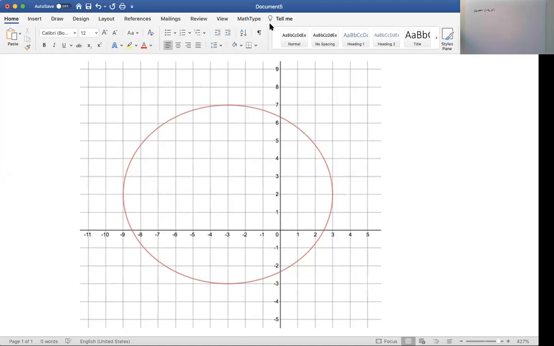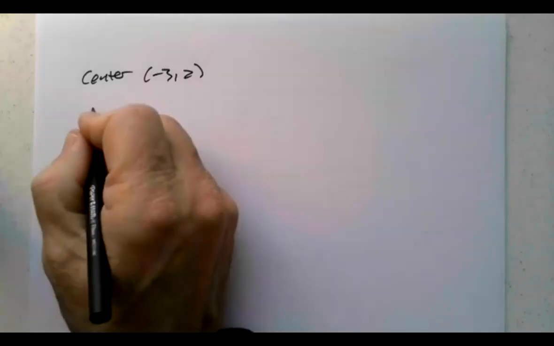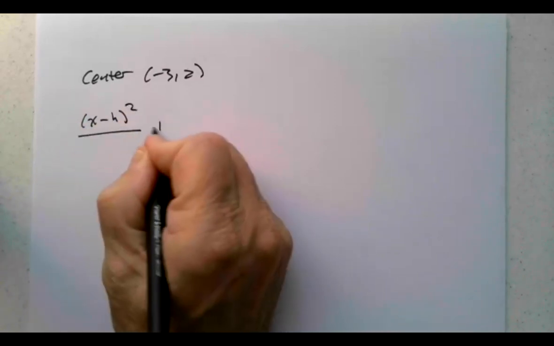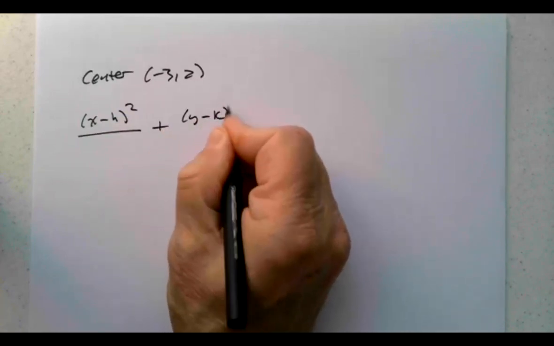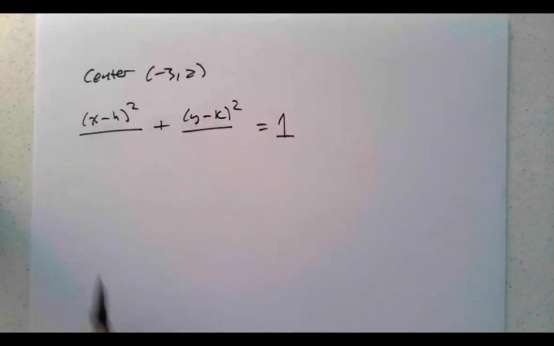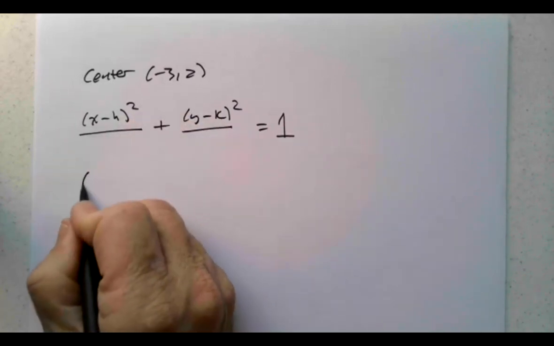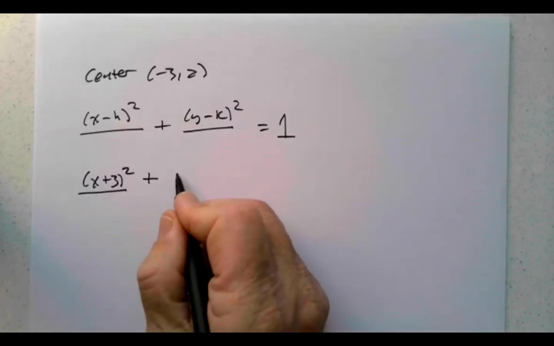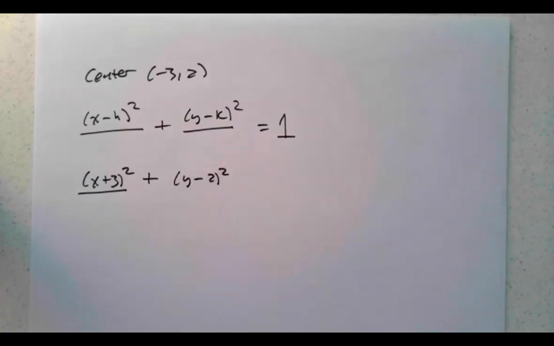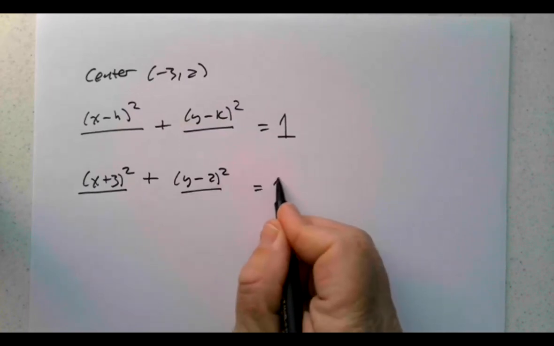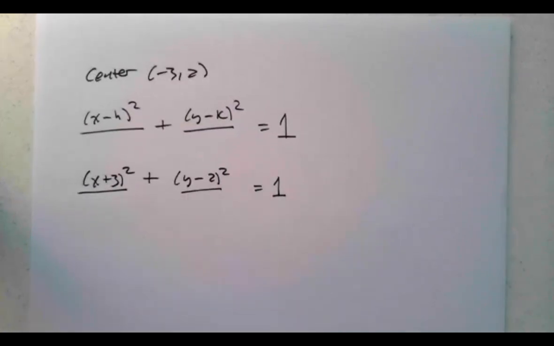Now, what does that tell me? Well, remember, our general formula for an ellipse will be (x minus h) squared over something plus (y minus k) squared over something equals 1, a squared, b squared, depending on which one is bigger. So x minus -3 will become (x plus 3) squared over something plus (y minus 2) squared over something is going to equal 1. And then we'll work on filling in those somethings.